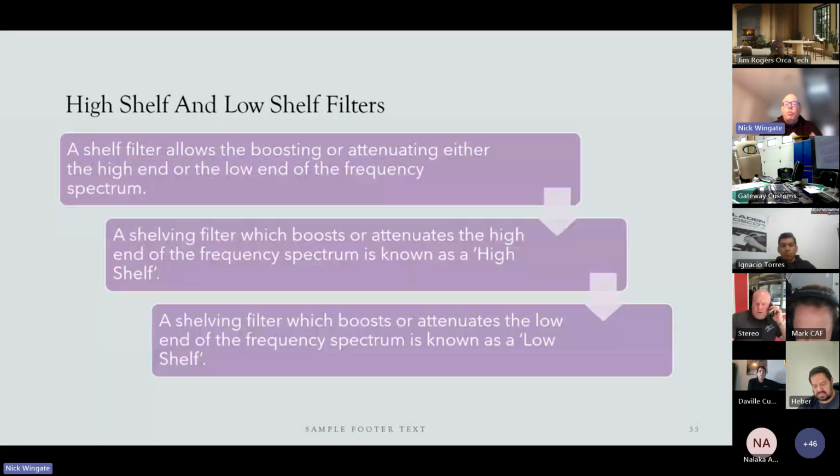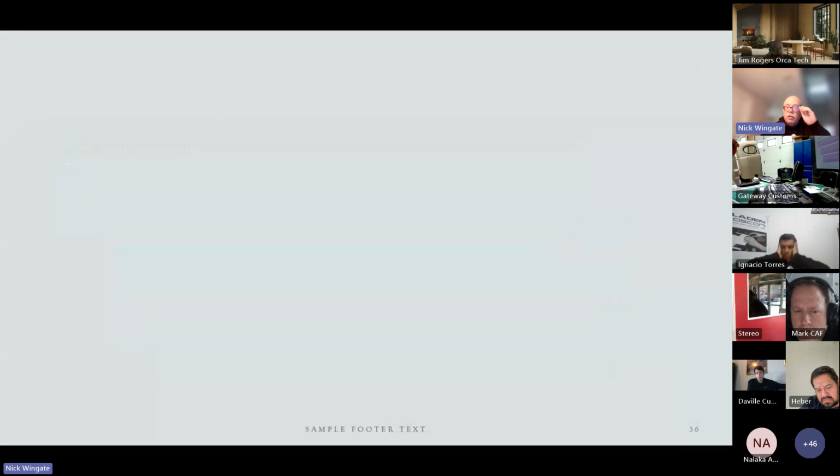Now, there's some more filters in here that we have called the high shelf and the low shelf. What these shelf filters do is allow boosting or attenuating either the high end or the low end of the frequency spectrum that we want to choose to work with. The shelving filters boost or attenuate the high end of the frequency spectrum, known as the high shelf, and the low shelf does the exact opposite, okay?